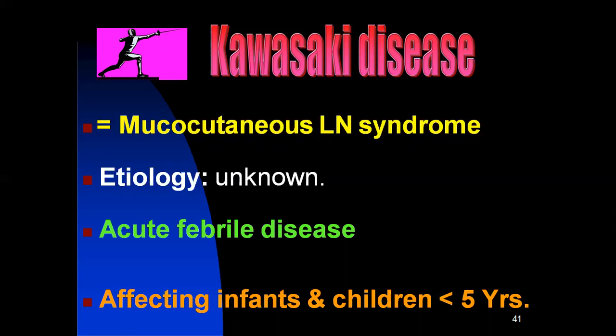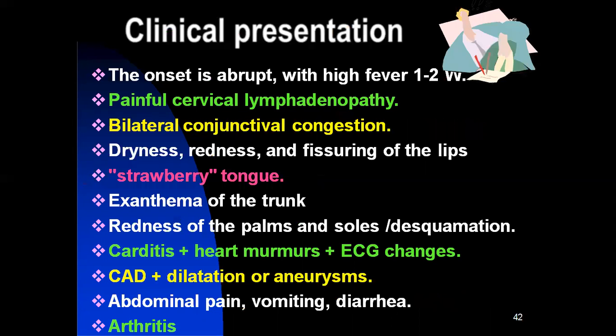Kawasaki disease is also referred to as mucocutaneous lymph node syndrome. Although its etiology is unknown, it's a febrile disease associated with fever paroxysms. Mostly it affects children and infants below the age of 5 years. Now, what is the clinical presentation? Although its onset is abrupt, it's associated with high fever lasting from a week to 2 weeks.